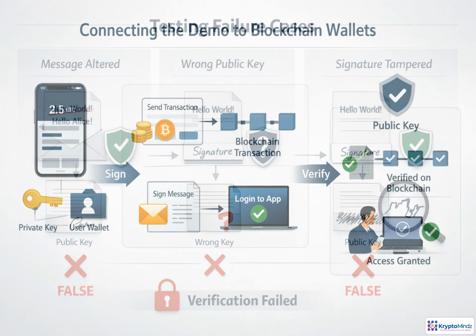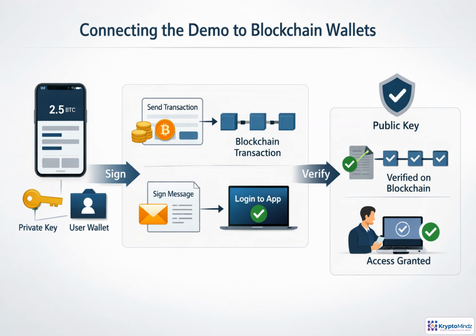This demo maps directly to how wallets work. A wallet holds the private key and uses it to sign something specific, either a transaction that moves assets or a login challenge that proves control of an address. The private key never leaves the wallet. What leaves is the signature. Then the blockchain or app backend verifies that signature using public information and accepts the action only if the proof matches.